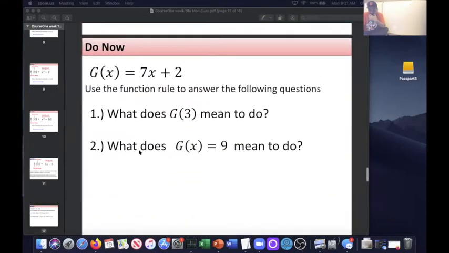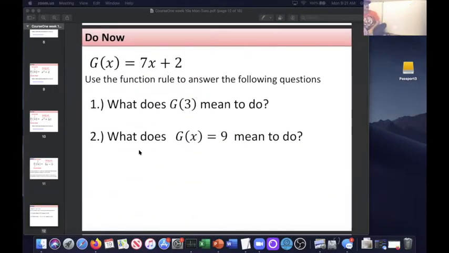Okay? But when you apply it in a different situation, like for this do now, what is the rule for the g of x function? So that's what this means. The g function, the g of x, right? So we have a rule for the g function.